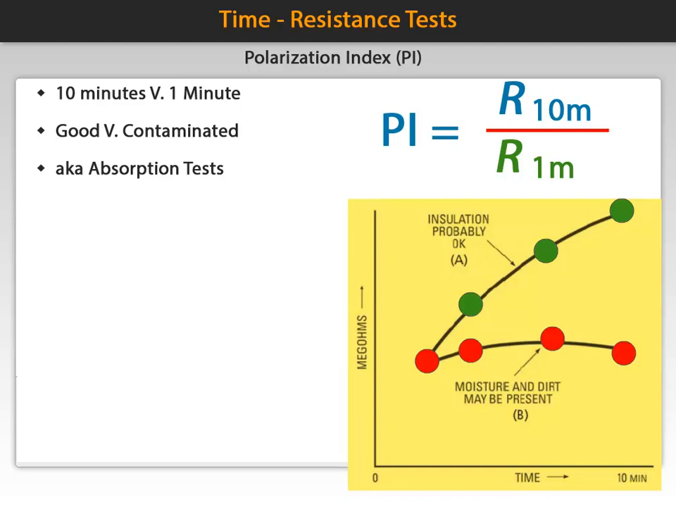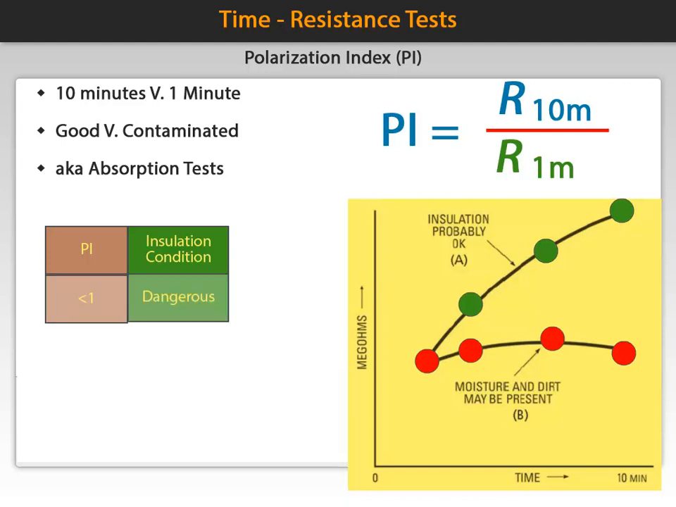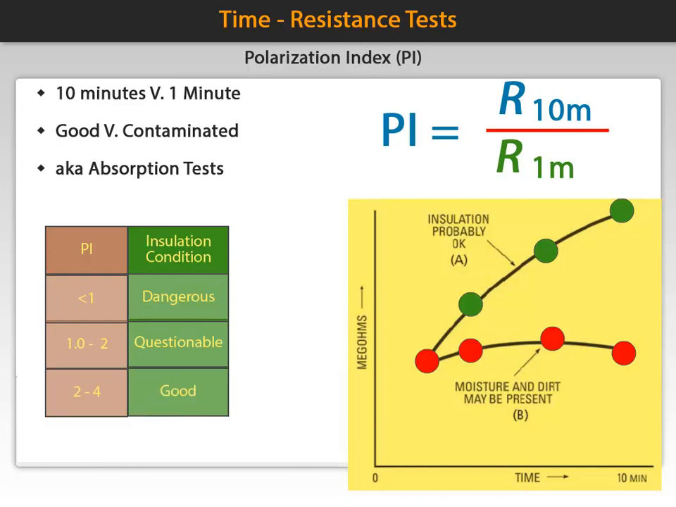As we did with the DAR numbers, we can compare the polarization index numbers the same way. A value of less than 1 is considered dangerous. A value of 1 to 2 is questionable and should lead to further investigation. A value of 2 to 4 is good, while values above 4 are considered excellent.